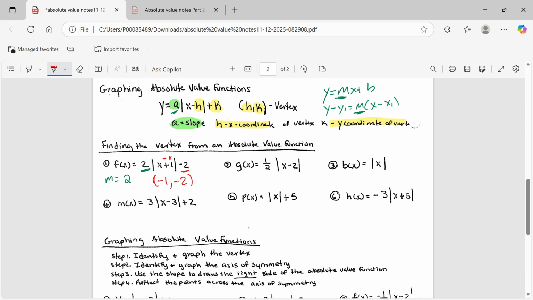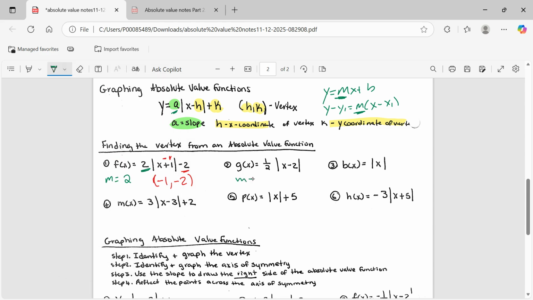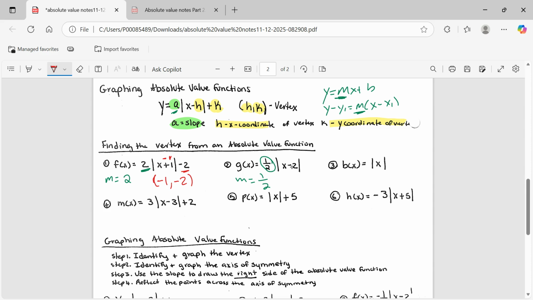Let's look at number 2. My slope in the front is going to be 1/2. Then my vertex is going to come on out here. It's not what I see, it's the opposite. So that's a +2. There's nothing out here, so it's 0. My vertex is at 2, 0.